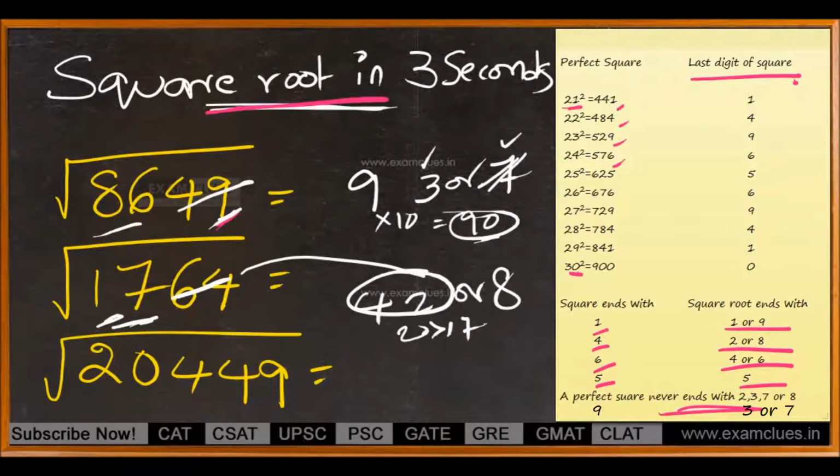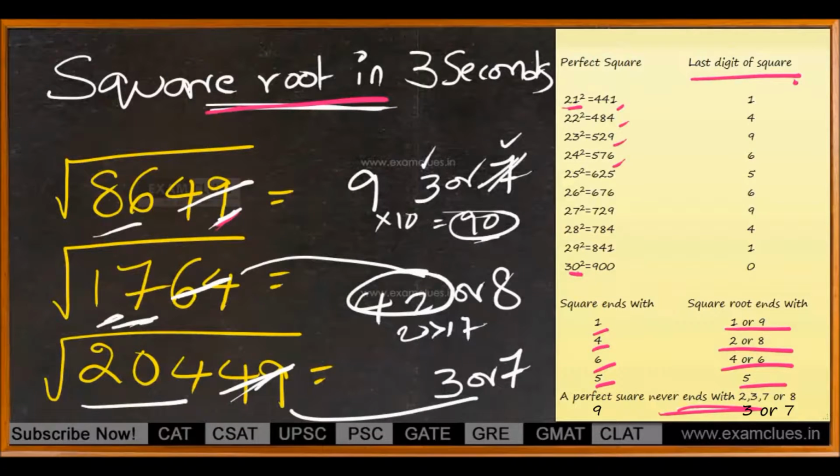Let me explain with another example. This is ending with 9, so the answer should end with 3 or 7. Cancel the last 2 digits. Now we have 204. The highest square just less than 204 is 14 squared, that is 196. Now we need to figure out whether 143 is the answer or 147 is the answer. All you need to do is multiply 14 with 15. So 14 times 15 is 210, but here we have 204, so the answer should be 143.